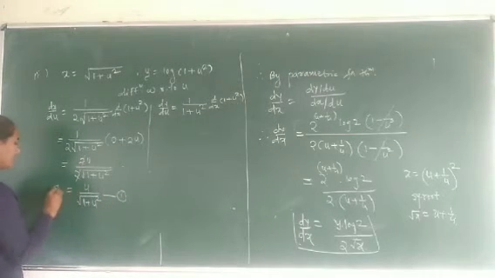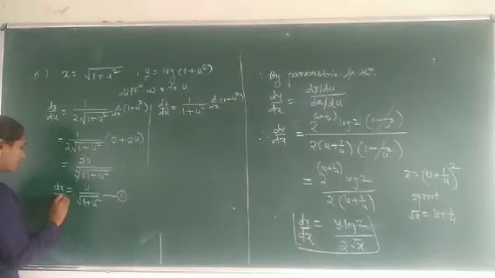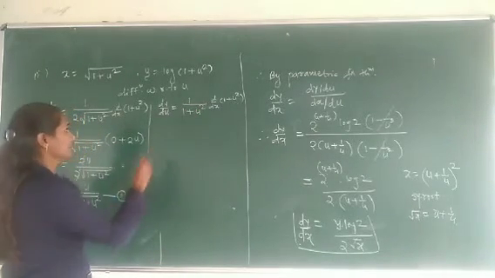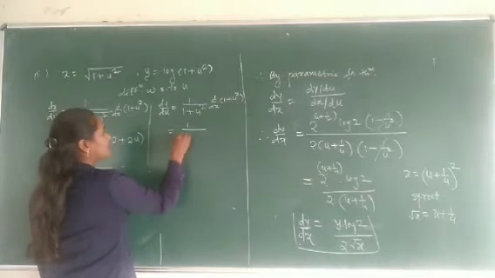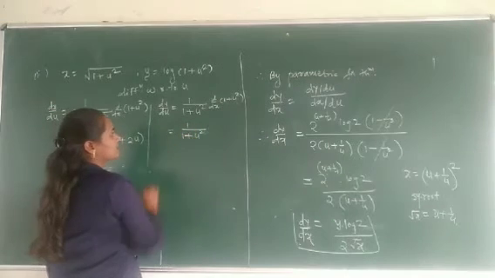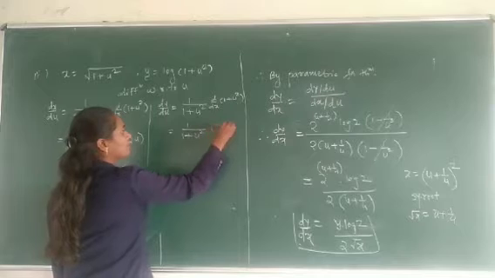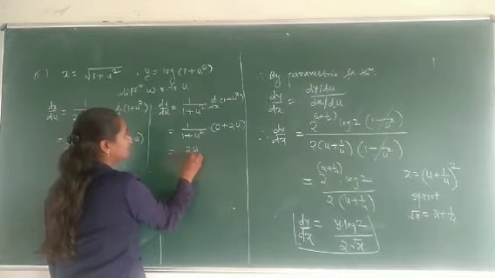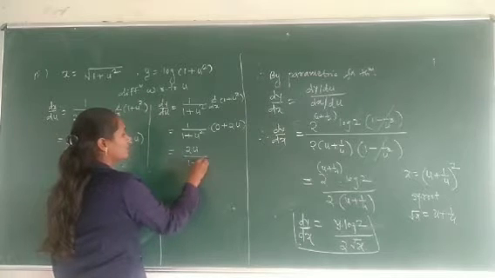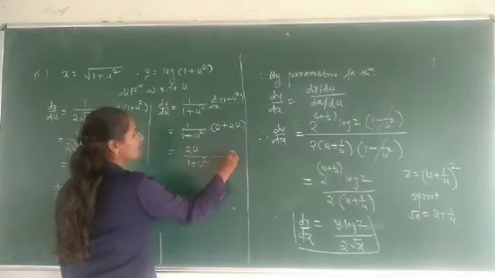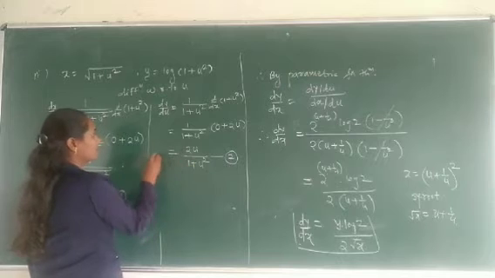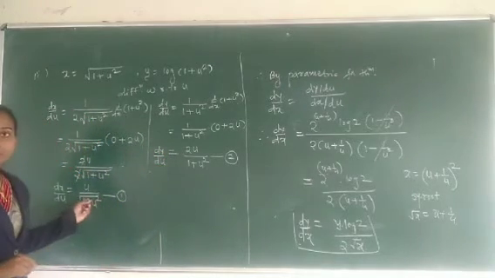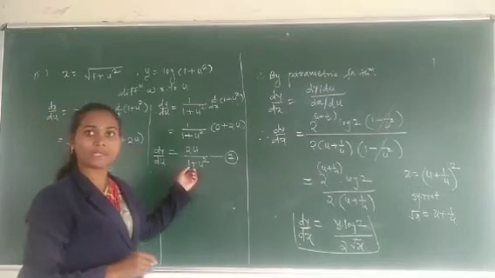So equation number 1, that is the value of dx upon du. Now find the value of dy upon du. Write this 1 upon 1 plus u square as it is into, again, the derivative of 1 is 0 plus the derivative of u square is 2u. So here we get 2u upon 1 plus u square. After simplifying, give it equation number 2. That is the value of dx upon du and this is the value of dy upon du.